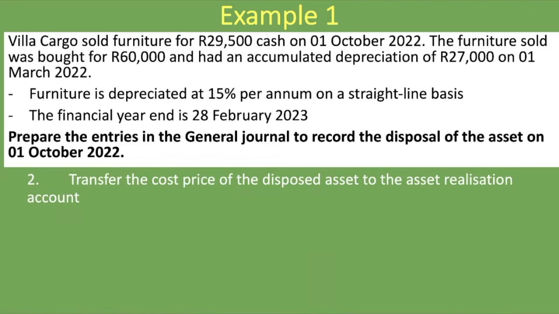We're told here to transfer the cost price of the disposed asset to the asset realization account. By the way, I forgot to mention that when you are doing these steps, a better thing for you to do is to pause the video here, attempt to do all the steps from step 1 to step 5 on your own, and once you're done, you can continue the video and gauge your understanding.